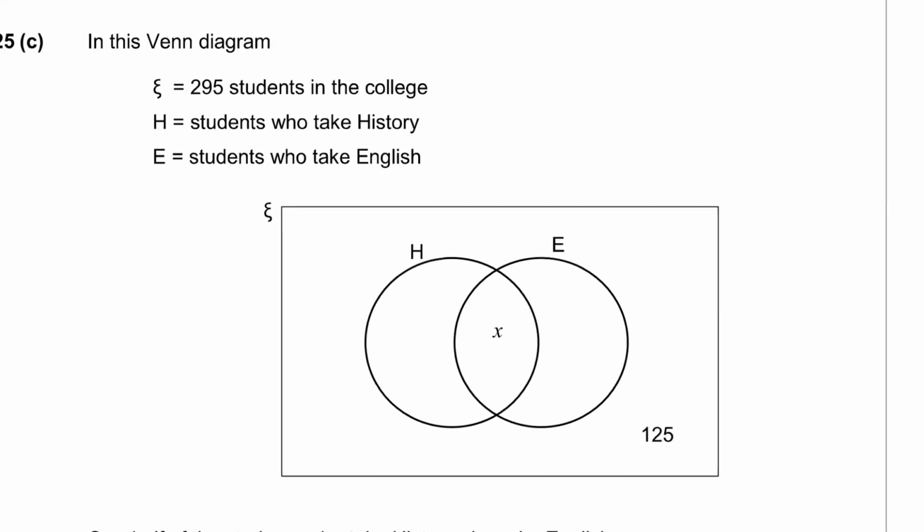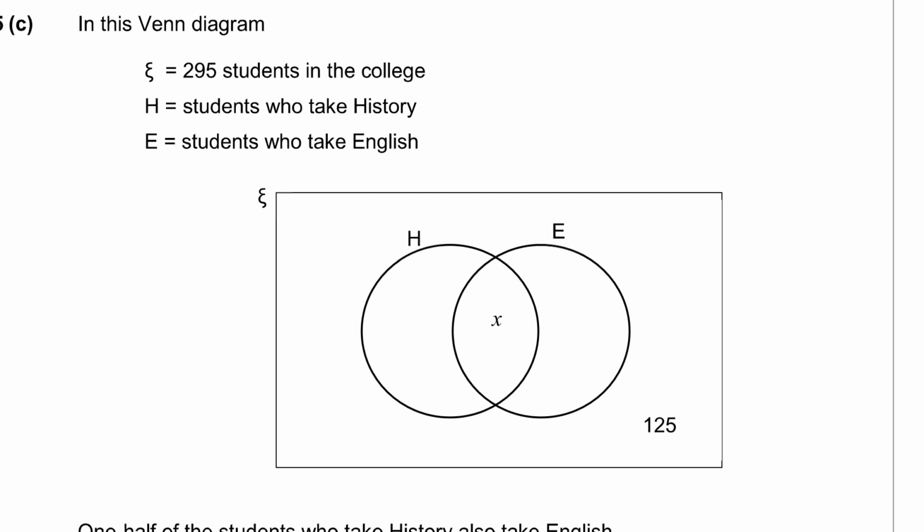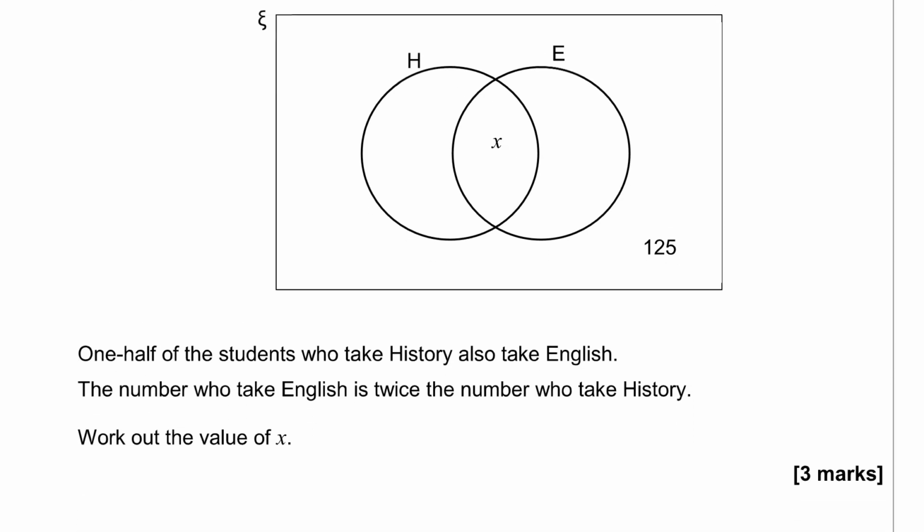Okay, part C. In this Venn diagram, 295 students attend the college. H is the students who take history, and E is the students who take English. So 1/2 of the students who take history also take English. The number who take English is twice the number who take history. Work out the value of X. So we have to do something similar here, but algebraically. So let's break this down a little bit then.